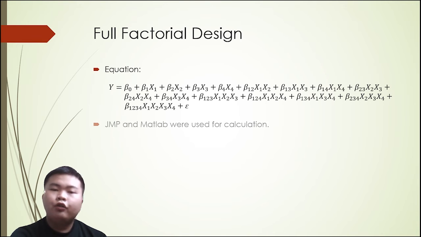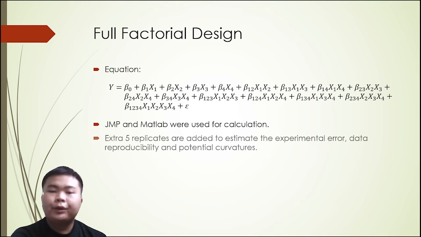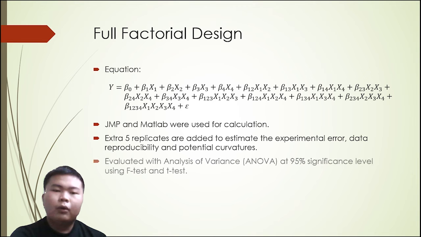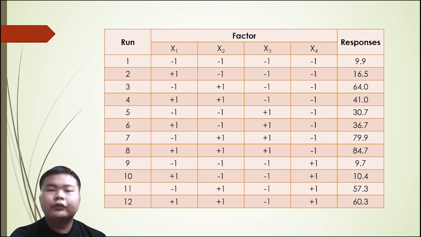In this article, JMP and MATLAB were used to calculate the coefficients of the model. Furthermore, there are 5 extra replicates done at the center point added to estimate the experimental error, the data reproducibility, and the potential curvature. The model was evaluated by analysis of variance, also known as ANOVA, at the 95% level of significance using F-test and T-test. So the 4 variables studied along with the results are summarized in this table.